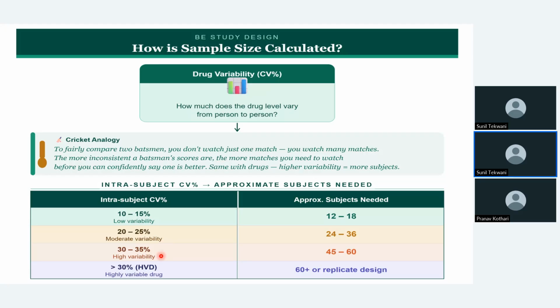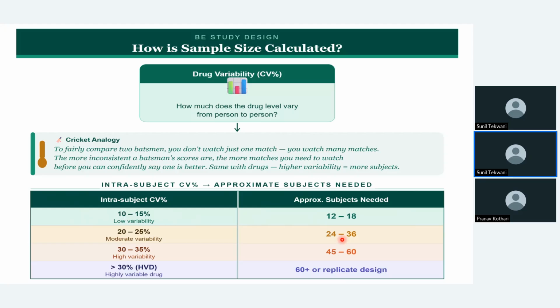Suppose if variability is 30-35%, you need to keep 45 to 60 subjects. This calculation is done through a statistical software where you put the values of the variability and it will give you the number of subjects required. Okay. Nowadays, you can do it through AI tools also.